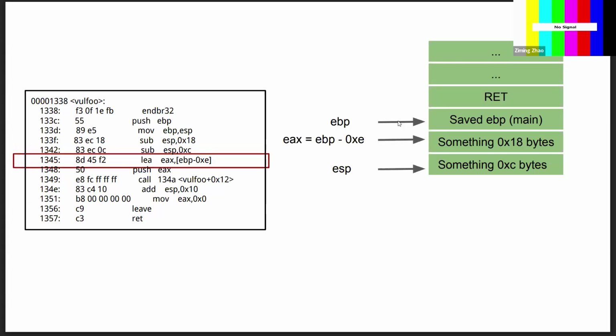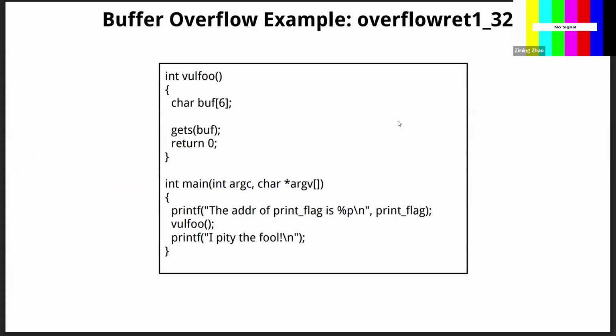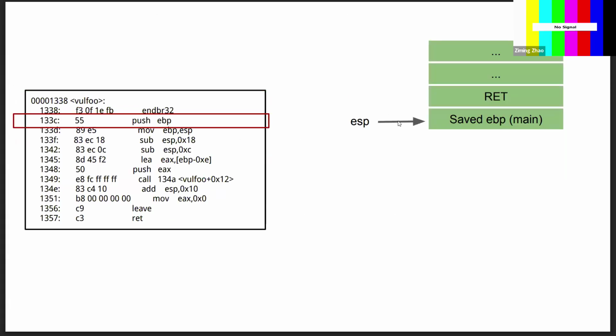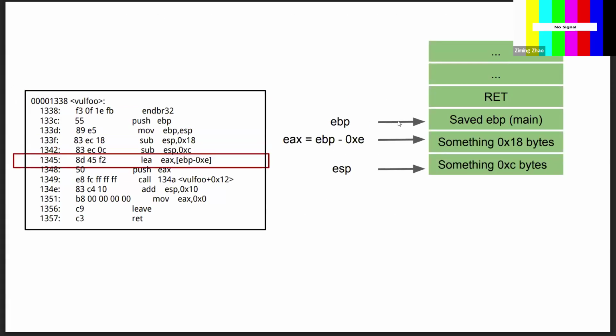Then we load effective address EBP minus E into register EAX. E is 14. So we are loading the address EBP minus 14 into the register EAX, which means between EBP minus 14 and where EBP points to, we have 14 bytes. That is where our buffer is. At the C code level, we asked for 6 bytes, but the compiler actually gave us 14 bytes in this case.